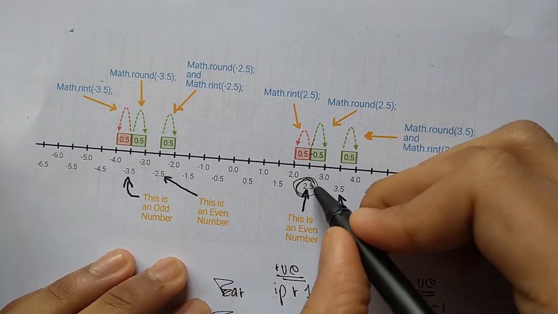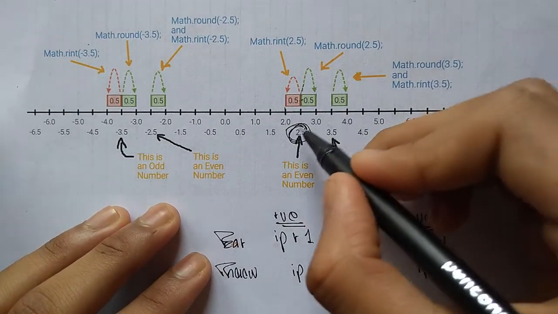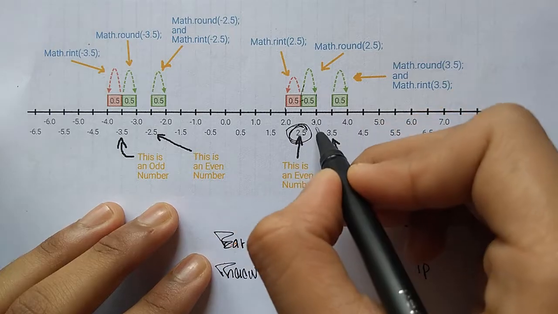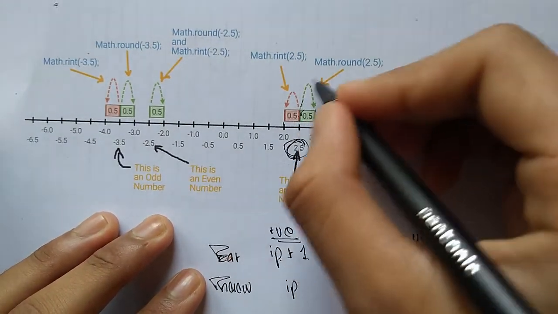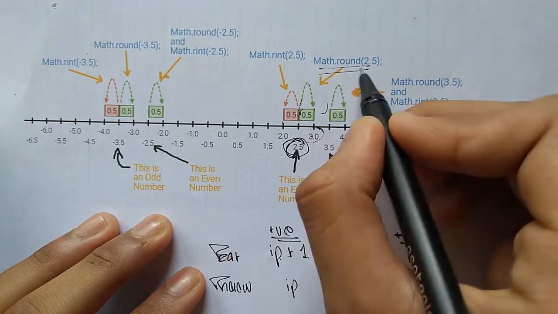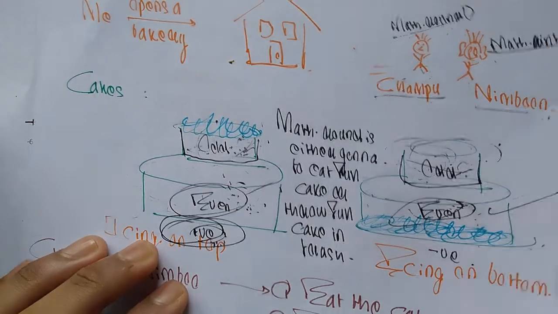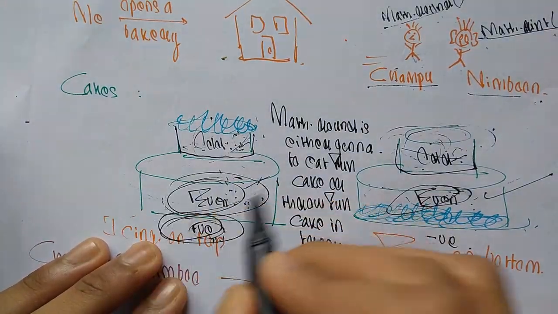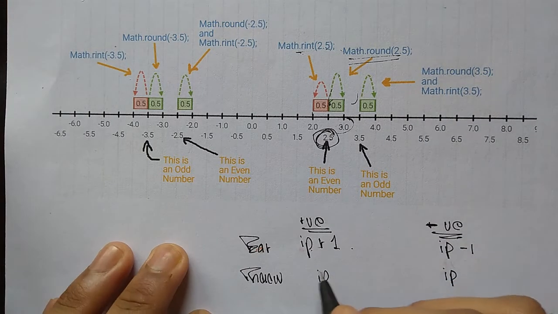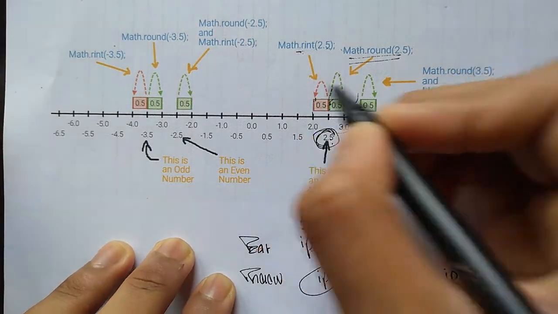So here what is Math.round doing? He is eating the cake, which means that 2.5 is becoming 3, meaning 2 plus 1, right? We are rounding off 2.5 to 3 in case of Math.round. What is Math.rint doing on the other hand? Math.rint is throwing the even part of the cake. He is throwing this part of the cake, which means that he is just returning the integral part. So 2.5 actually becomes 2.